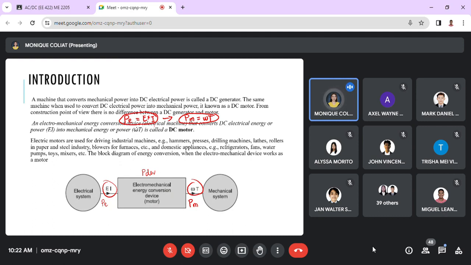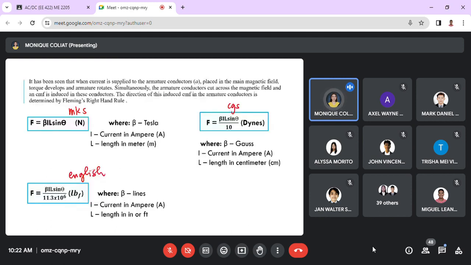So it has been seen that when current is supplied to the armature conductors placed in the magnetic field, torque develops and the armature rotates. Okay, so may video tayo about diyan later. So simultaneously, the armature conductors cut across the magnetic field and an EMF is induced in these conductors. The direction of this induced EMF in the armature conductors is determined by Fleming's right-hand rule.